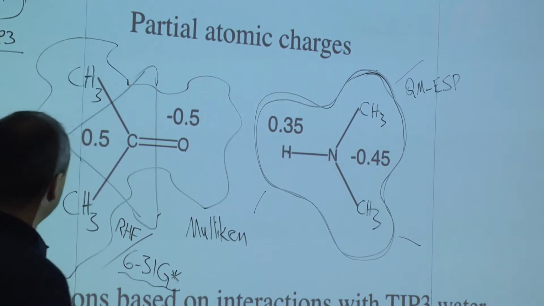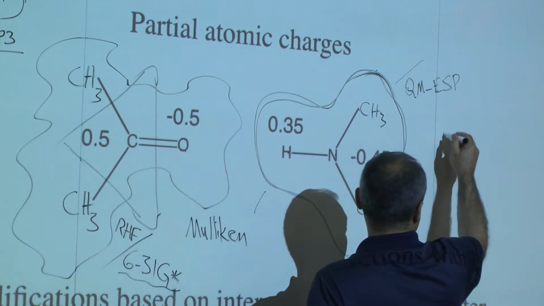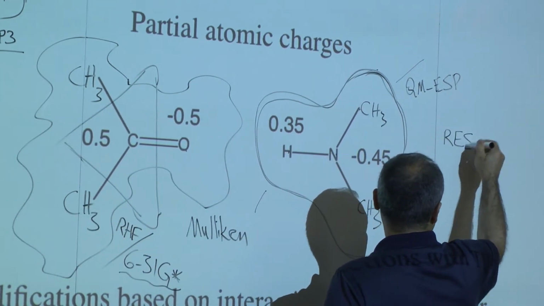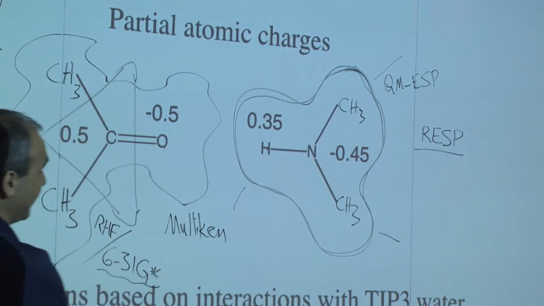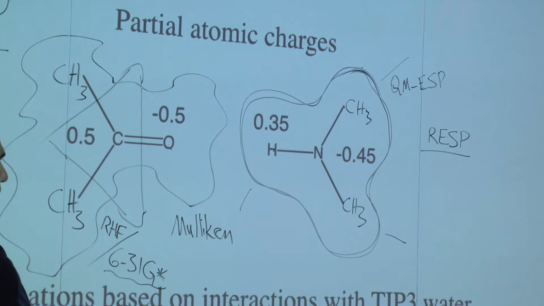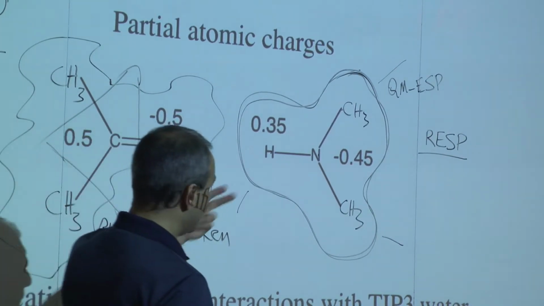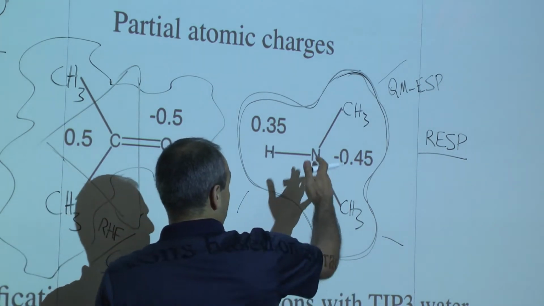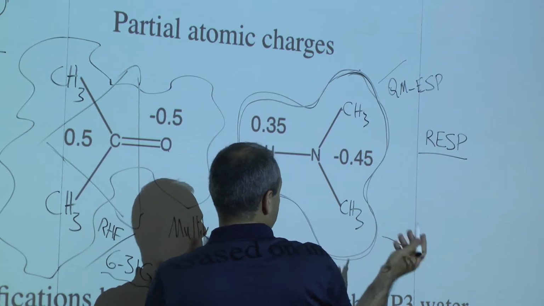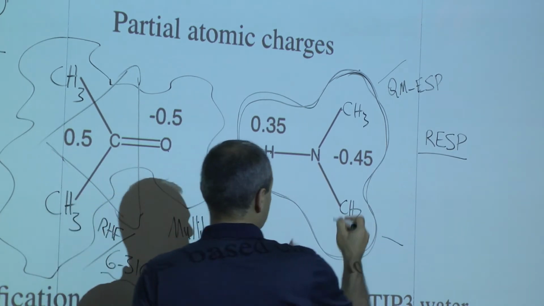So instead of doing this, they do ESP, or restrained ESP, sometimes it's called. That too can be obtained directly from the Gaussian or other QM calculations that you can do. So this is much easier. There are problems here. You have many ways of fitting. Because it's a fitting problem, there are lots of solutions. Sometimes you get crazy solutions.